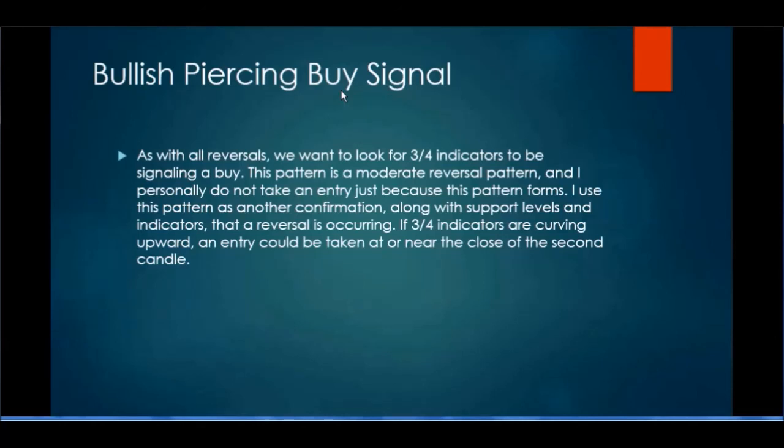So if 3 or 4 indicators are curving upward, an entry could be taken at or near the close of the second candle. So if you're going to use it as your entry, price comes down, could be near support, you see 3 or 4 indicators curving up and you see this piercing forming, you could take an entry at or near the close of that second candle. Just like with the bullish engulfing, you take the entry at or near the close. Same thing with the bullish piercing. That is the simple buy signal.